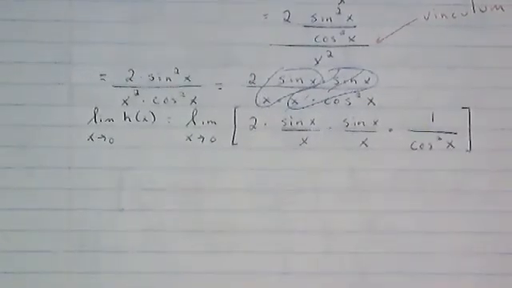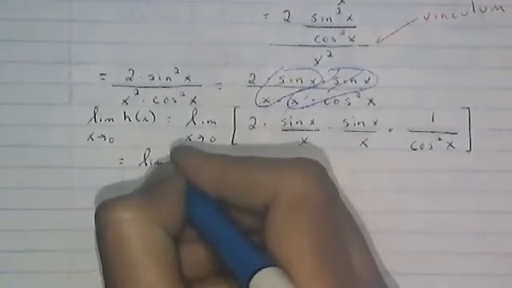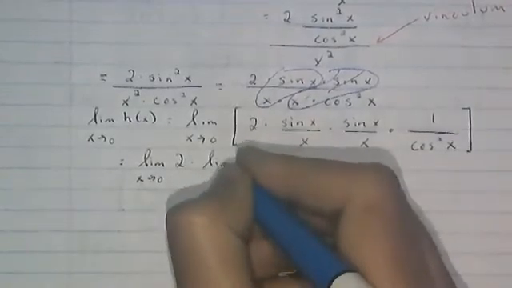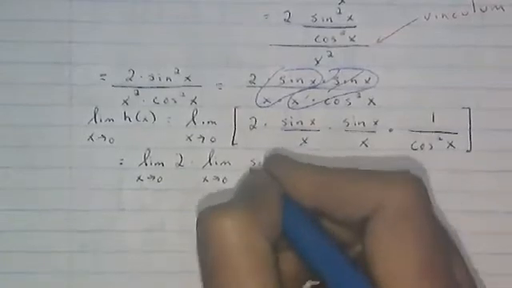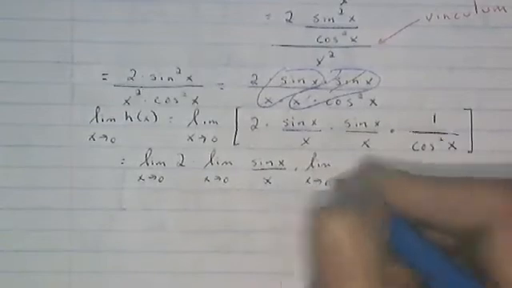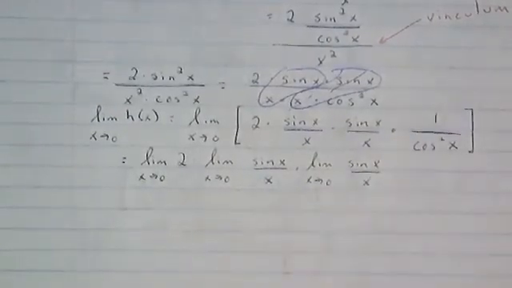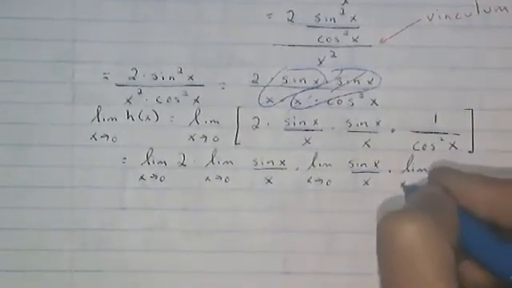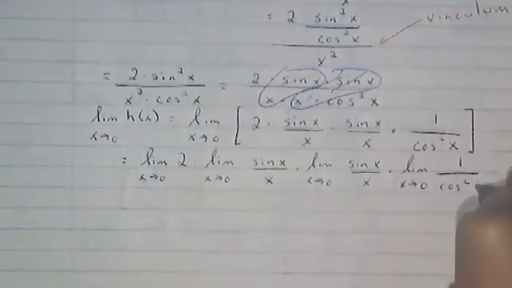If we plug and play, this turns into the product of 4 limits. The limit as x approaches 0 of 2, times the limit as x approaches 0 of the sine of x over x, times the limit as x approaches 0 of the sine of x over x. Remember, we got 2 of those, times the limit as x approaches 0 of 1 over the cosine squared x.